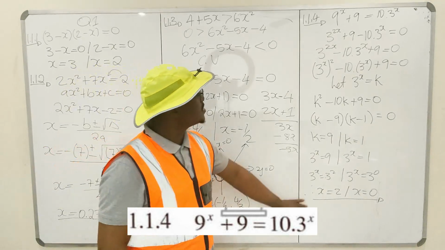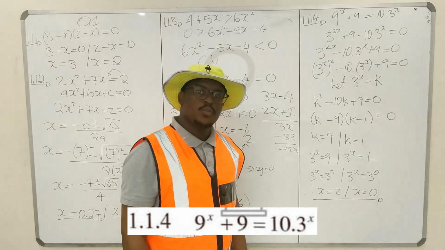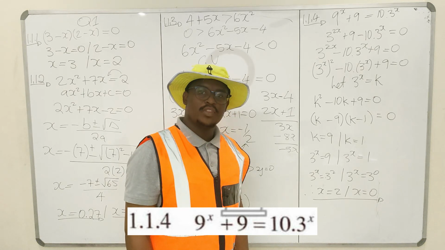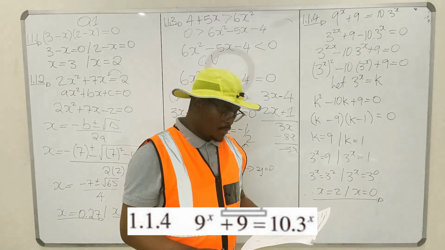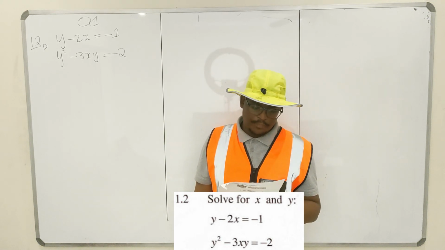These are the solutions to that equation. So we're done with 1.1. Now I'm going to clean the board, and then we go to 1.2 and 1.3. So now we're doing 1.2.